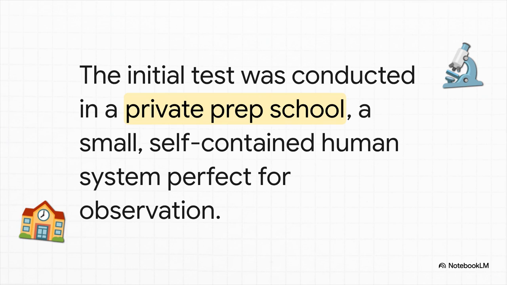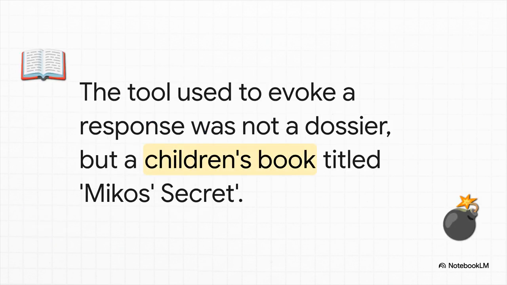And where did they choose for this test? A British private prep school. Now, according to the source, this was the perfect little laboratory. It's a small, self-contained system where you can clearly see the cause and effect of every single action. And this is where things get really interesting and, frankly, a little unconventional. The weapon they used to evoke that reaction wasn't some secret file or a direct threat. Nope. It was a children's book called Miko's Secret, and copies were sent to the classmates of the author's son, their parents, and, of course, the school principal.